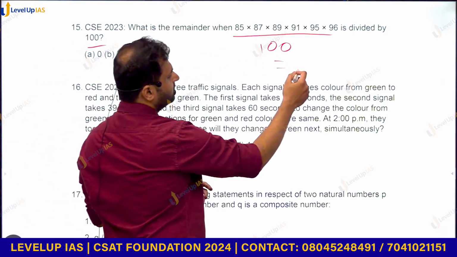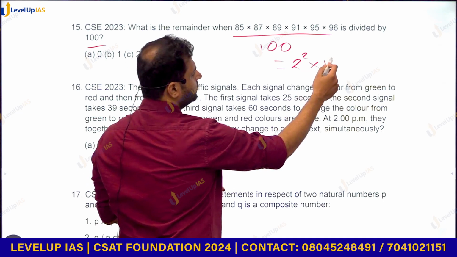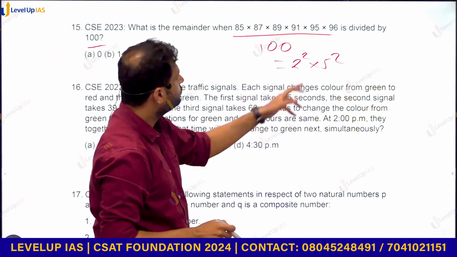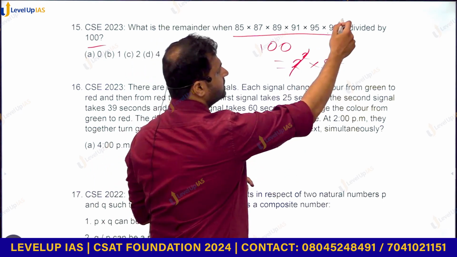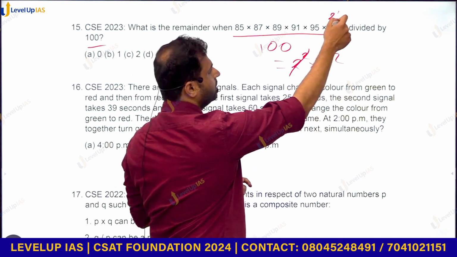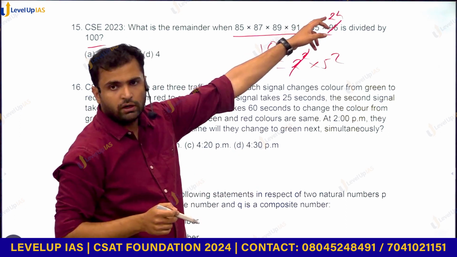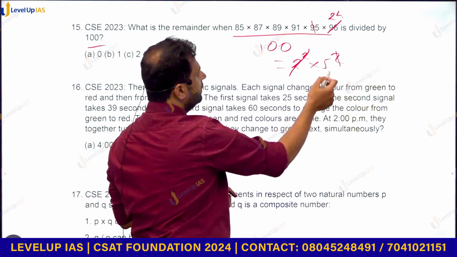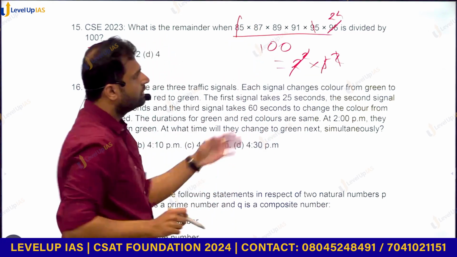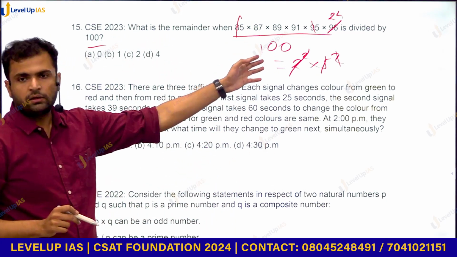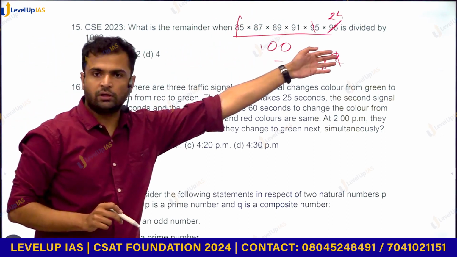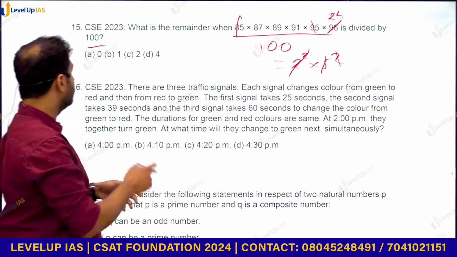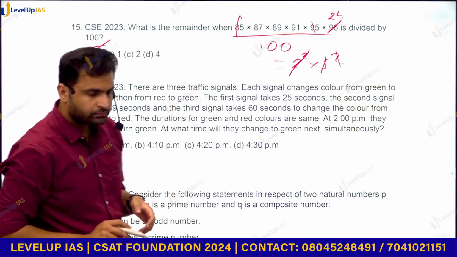100 you can write as 2 square into 5 square. It's prime factorization. And 2 square is 4, which gets cut here. Here you have 24. That doesn't matter, but it is completely divisible. And for 5 square, one 5 will get cut from here, and another 5 will get cut from here. So this 100 in fact completely divides the above number. So this number is completely divisible by 100. So by definition, the remainder has to be 0.